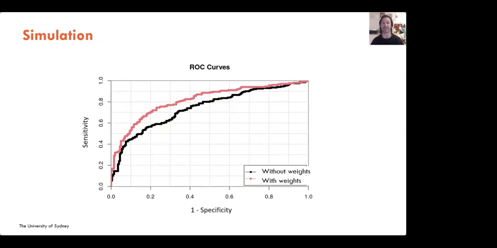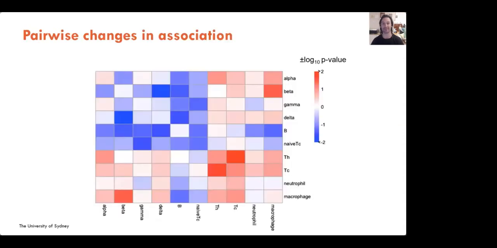And of course, if I design my own simulation for testing for changes in association between two cell types, where I randomly vary the number of cells, we find that including these weights in our test is beneficial. So with these tests, we now have a robust method for testing for changes between all pairwise combinations of cell types. What I'd like you to take away from this heat map of changes in association is that with only 10 cell types, understanding and contextualizing changes in association is not trivial.